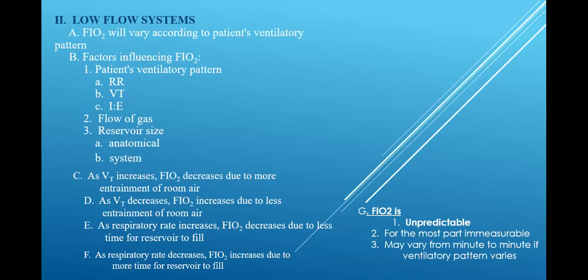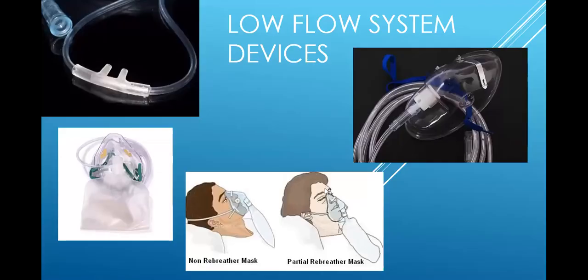Right? So that is the most important thing about low flow systems, that the FiO2 varies from the volume, and it varies because of the rate. It will vary because of the ventilatory pattern. Okay? All right, so let's take a 10-minute break. It's 2:00, come back at 2:10, and we're going to go into showing you some of these low flow devices.